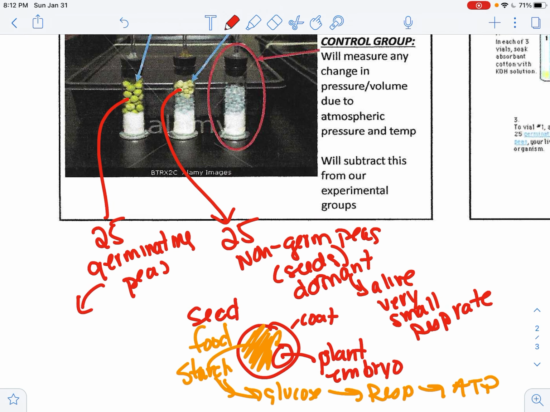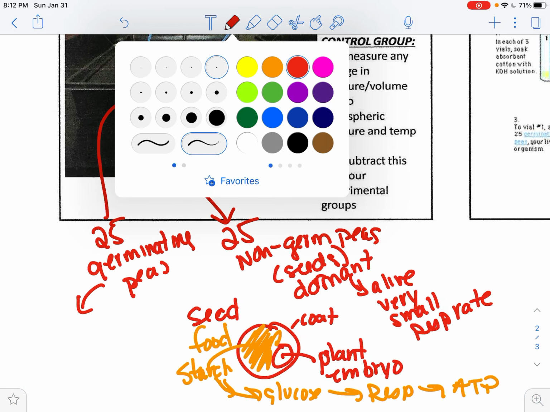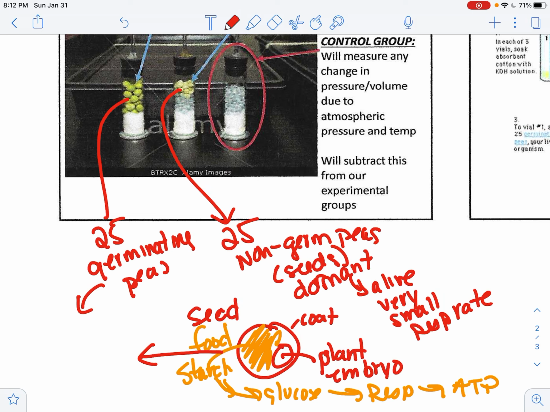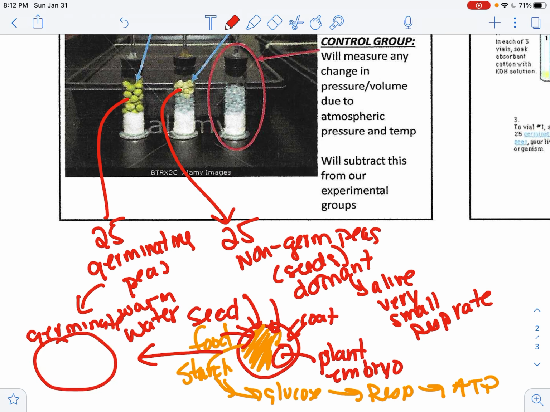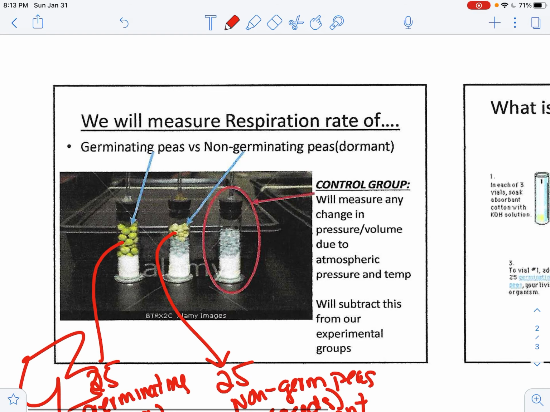Whereas with germinating peas, a lot of times this happens in the spring, when there's a lot of water and warm temperatures, water soaks into the seed and the seed starts to germinate, which just basically means it starts to sprout. You see it first gets bigger and then it sprouts a little root, and then a stem comes out, and then eventually you grow a plant from it. We all know a plant comes from a seed. So a germinating pea is a pea that you just planted and is about to sprout a new plant.